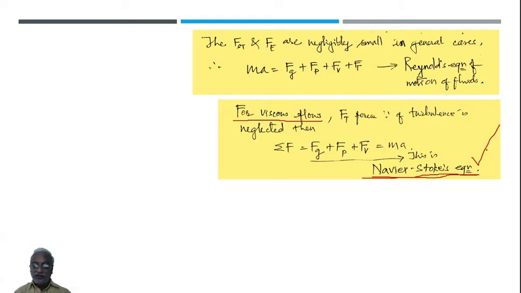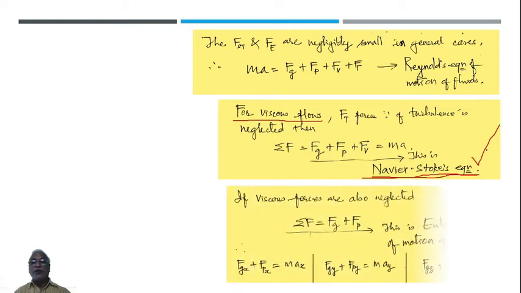Even further simplification is done by neglecting the viscous force also. If viscous forces are neglected, then the total force becomes just the summation of gravity and pressure forces, and none of these can be neglected now. This equation, Fg plus Fp is equal to Ma, is known as Euler's equation. This is Euler's equation of motion.